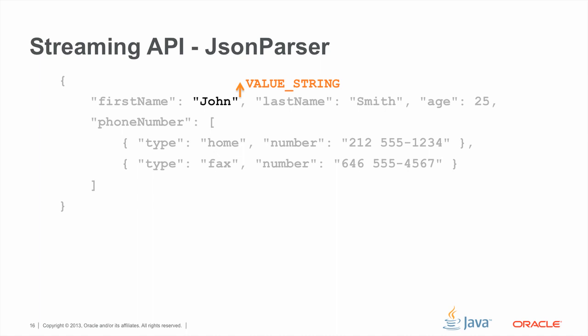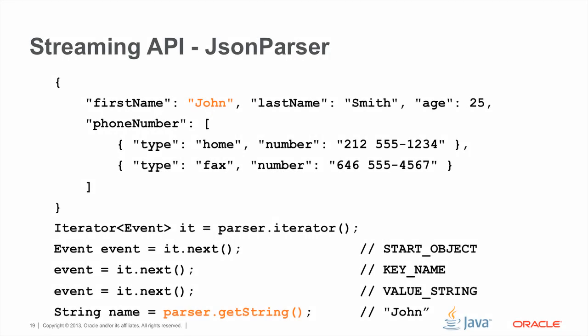Similarly, you could keep advancing the parser to different states. If the parser is advanced much further, at the value 25, you will get the value number parser event. Similarly, you keep advancing after the phone number, and at the opening bracket, you will get the start array. So at each of these parser states, the application will have a way to get the necessary information.